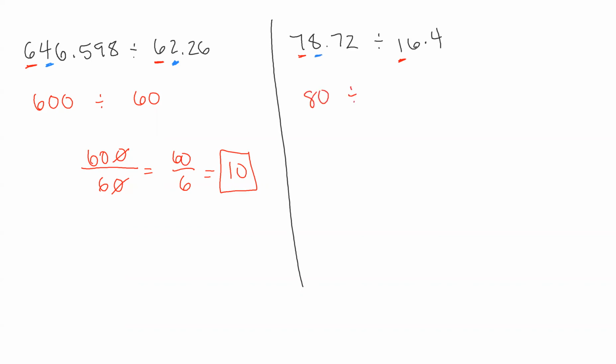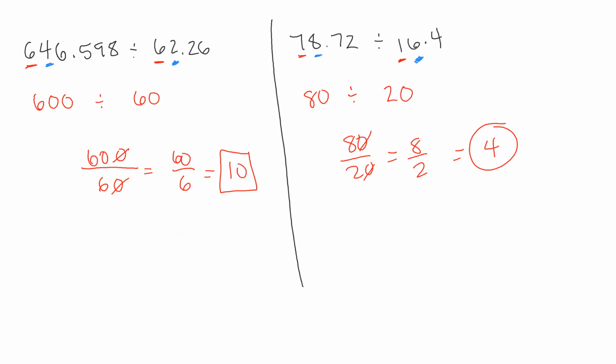And then looking one digit to the right of the 1 in 16.4, I have a 6. That's going to tell me to round up. So when I round up, that's going to make the second number 20. Now 80 divided by 20, if you want to do the 0 trick, you get 8 divided by 2 or 4. And that's it.